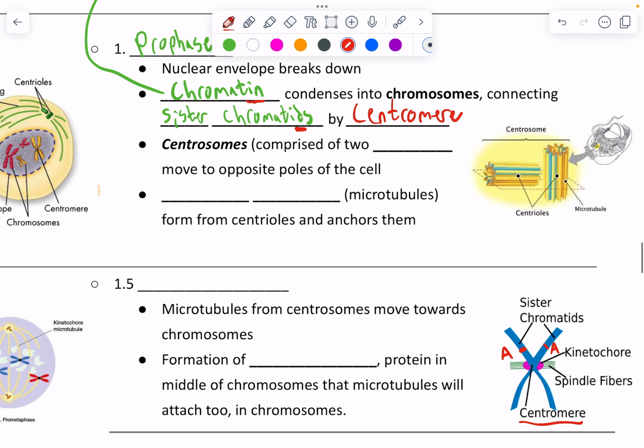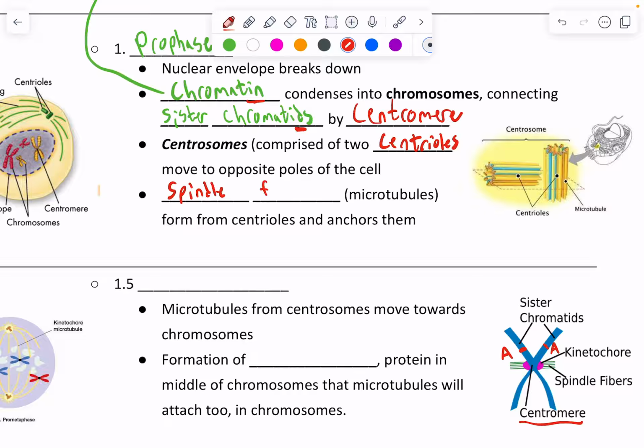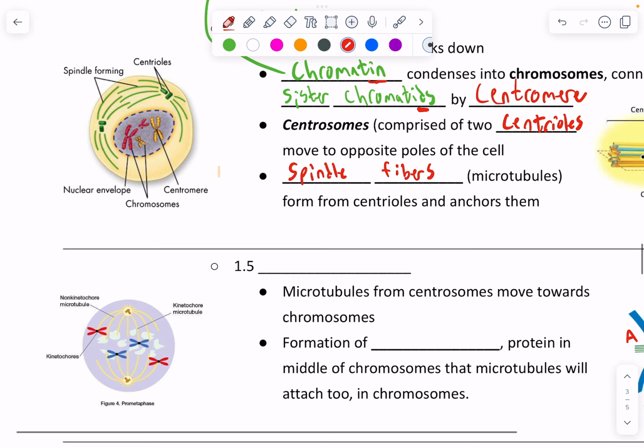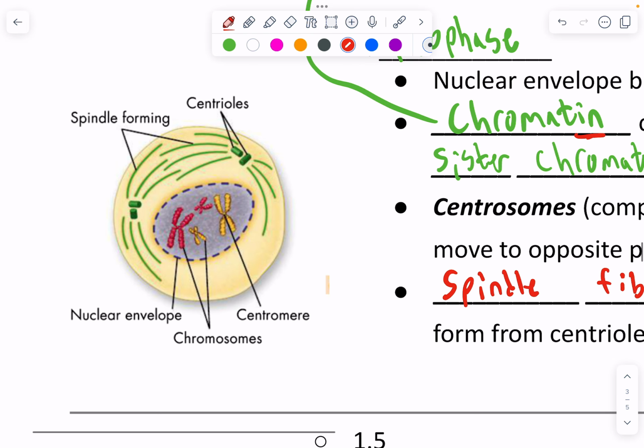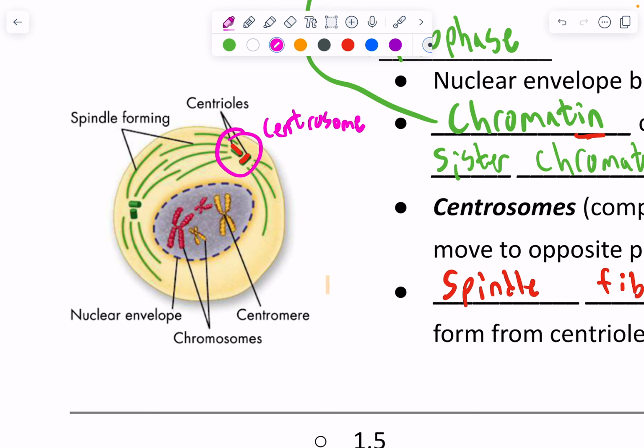But the centrosome is comprised of two centrioles, and those are going to move to opposite poles of the cell. And the centrosome is where the spindle fibers, microtubules, form from centrioles and anchor them to those opposite sides. So let's take a look at some of that. So we have the two centrioles right there. This whole section is called the centrosome, the area where the centrioles and the spindle fibers take place. Spindle fibers coming out of those centrioles.